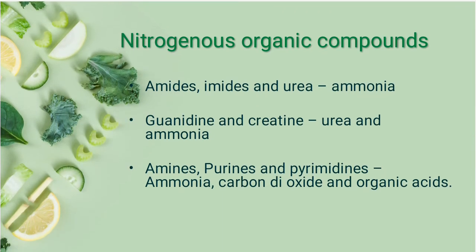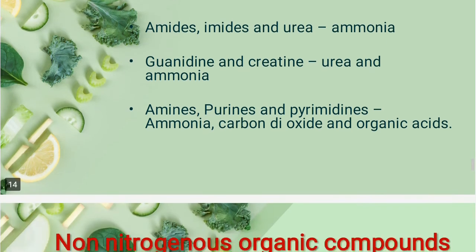Coming to other nitrogenous compounds, let us see what happens. Generally, the other nitrogenous compounds include amides, imides, and urea, from which ammonia is the principal product. Guanidine and creatine yield urea and ammonia. Amines, purines, and pyrimidines yield ammonia, carbon dioxide, and organic acids. These are all the other nitrogenous organic compounds.